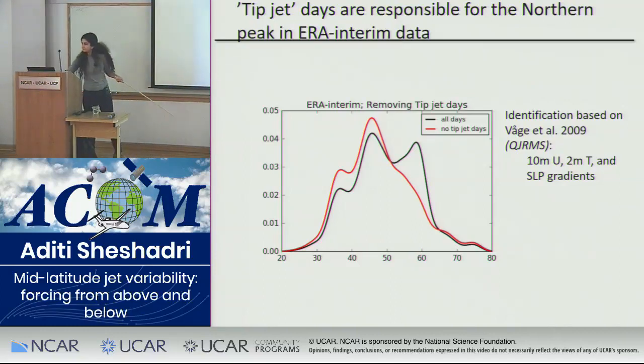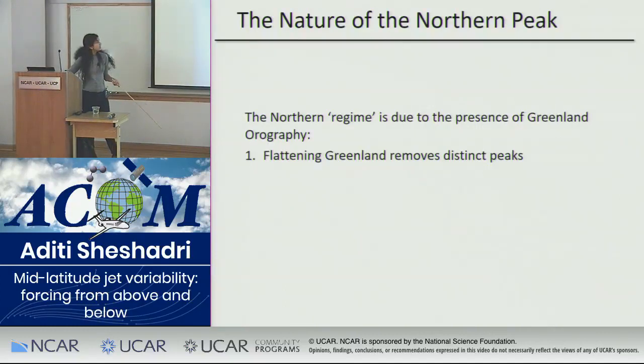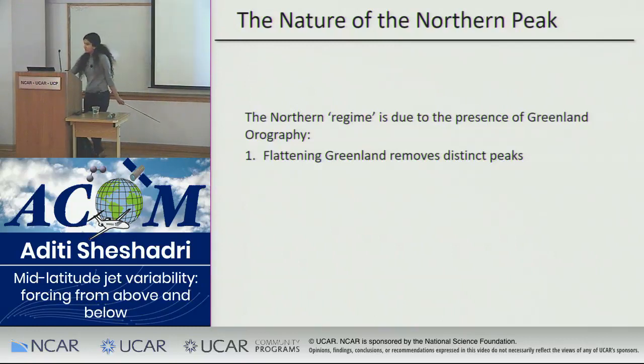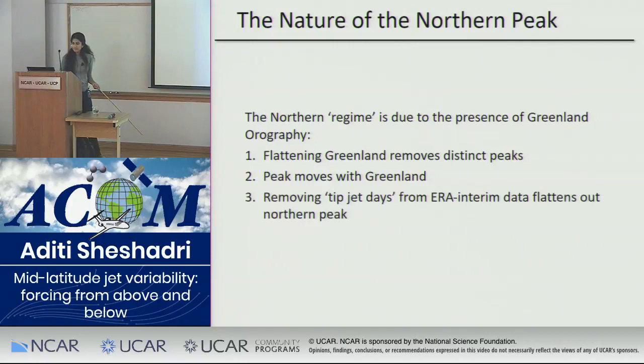So just to summarize, this northern regime, preferred position, or whatever, is not really a dynamical regime. It is just due to the presence of Greenland. If you flatten the Greenland ice sheet, you remove this distinct peak. If you move Greenland, the peak moves with Greenland. And if you get rid of the tip jet days from your ERA-Interim, you flatten out this northern peak.